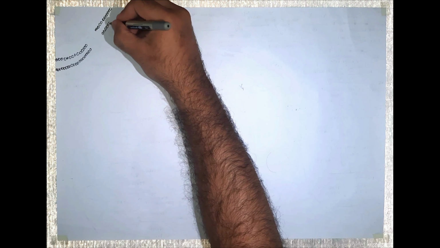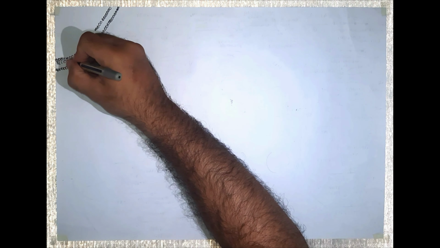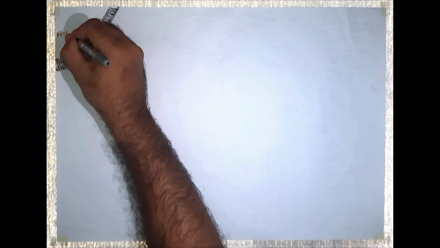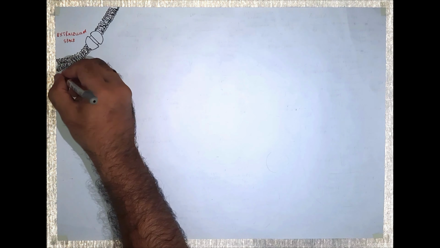Today we are going to discuss aerobic respiration. You remember from the previous video we discussed what is respiration, its types, and the anaerobic respiration. In this video we are going to discuss aerobic respiration. Let us consider this as a cell. This is the cell membrane of a cell.